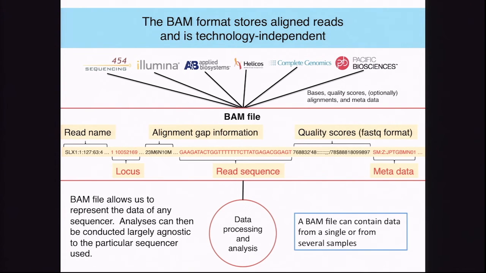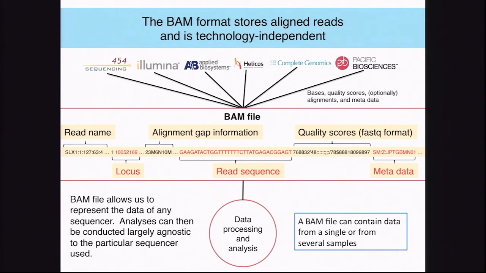After FASTQ, we have the aligned version of the reads. That's the BAM. This is a very nice format because it's the industry standard. It's vendor neutral. Everybody writes the same format. So no matter who does the sequencing, everybody can read these files in the same way.